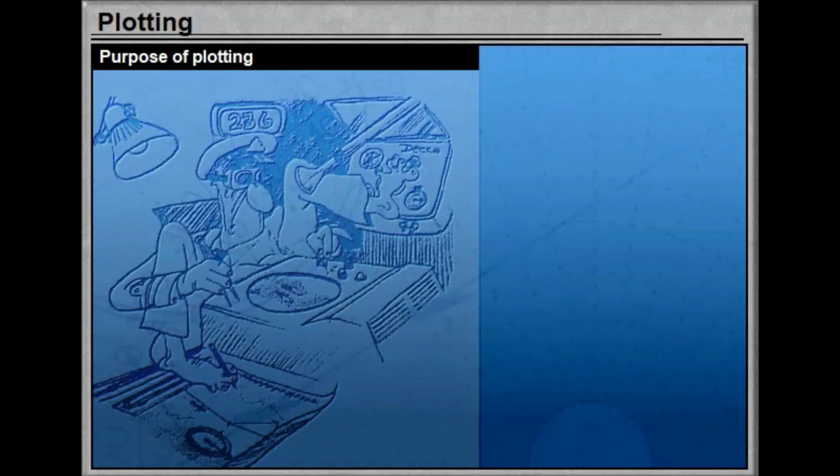Theoretically, plotting should be a continuous process, but in practice, this can be impractical, not to say impossible. In practical manual plotting, a given time interval is used, for example, 3 or 6 minutes.